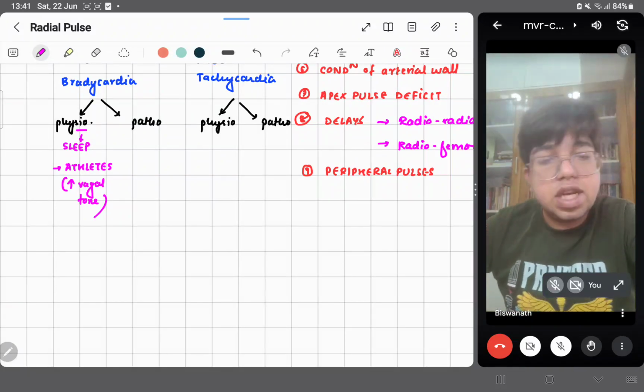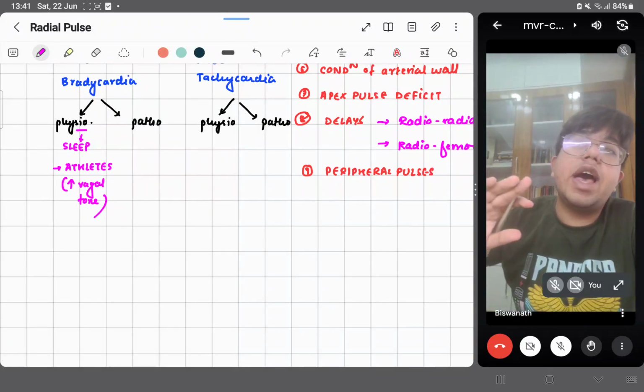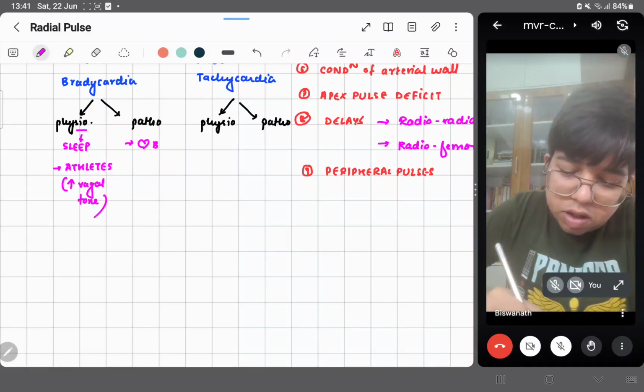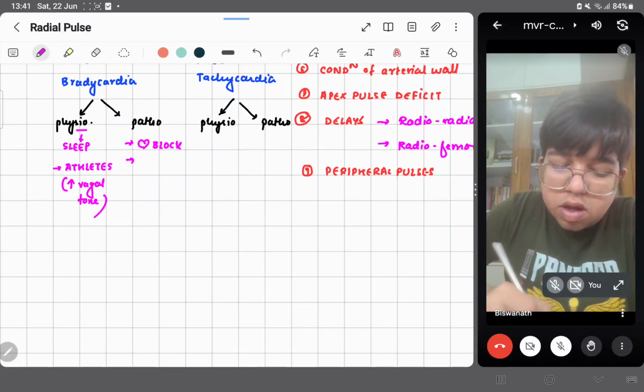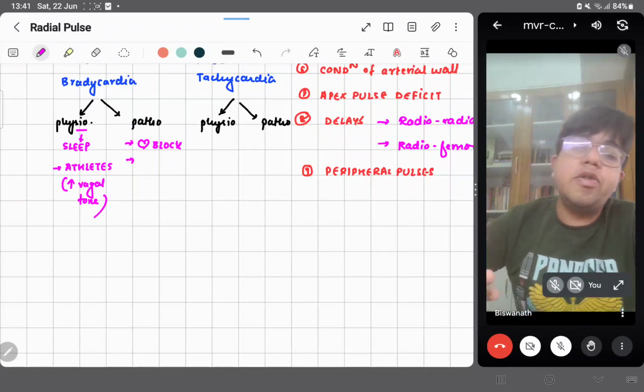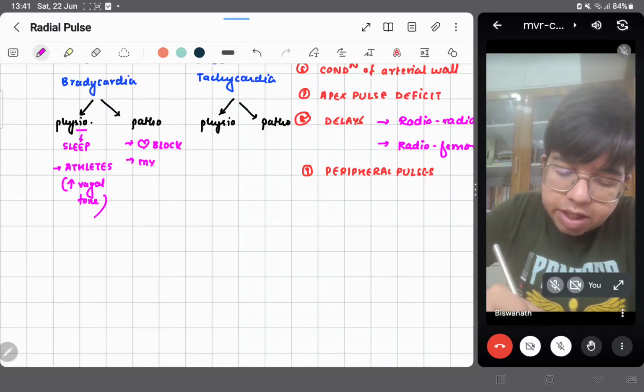And pathological in which conditions? Let's say we have heart block. Of course, the beating will be slower, right? Or you get myxedema. Myxedema is one of the conditions.